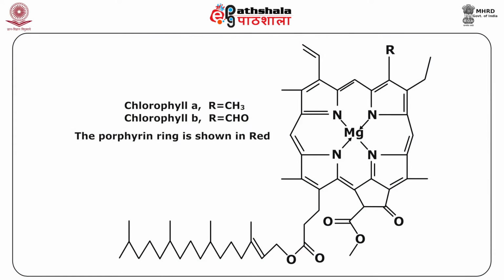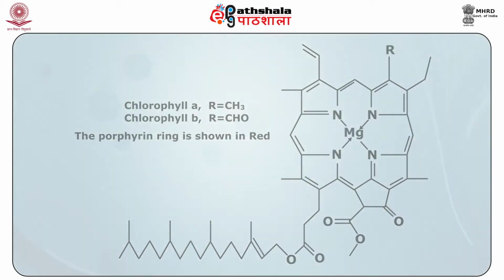Structure of chlorophyll A and chlorophyll B is shown in this figure. The porphyrin ring is shown in red color. Magnesium is the central unit of chlorophyll, and chlorophyll A has a methyl unit and chlorophyll B an aldehyde unit. The two components were separated by shaking a light petroleum solution of chlorophyll with aqueous methanol. Chlorophyll A remains in the light petroleum, but chlorophyll B is transferred into the aqueous methanol.